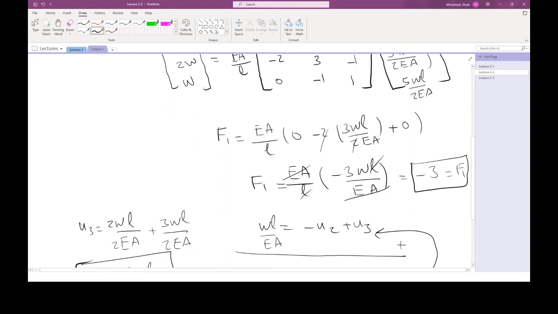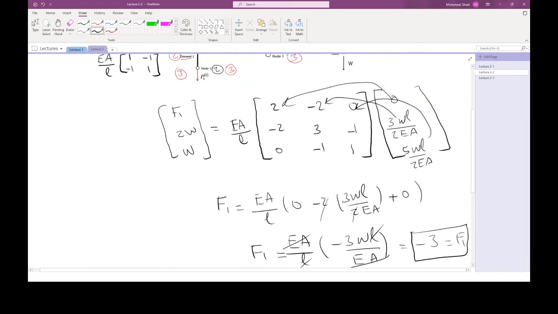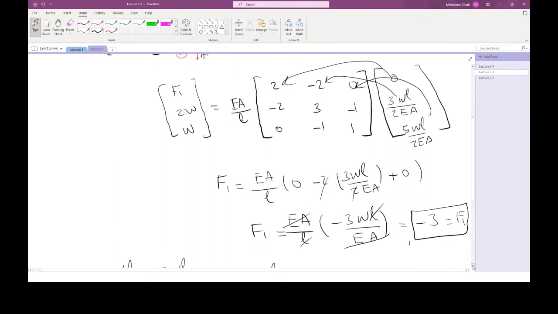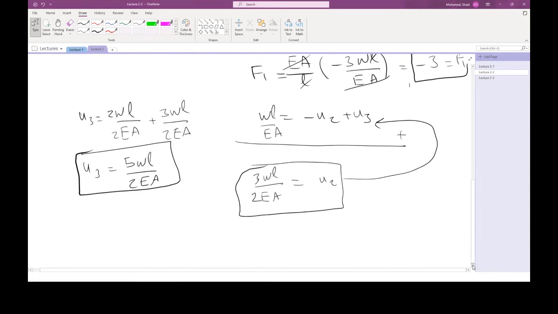All right, so I have the value of the reaction, I have the value of the displacement, I get all the information I can get from the set of equations in here. Do you have any questions about this before we continue? Okay, then in this case, we continue to get the stresses and the strains.